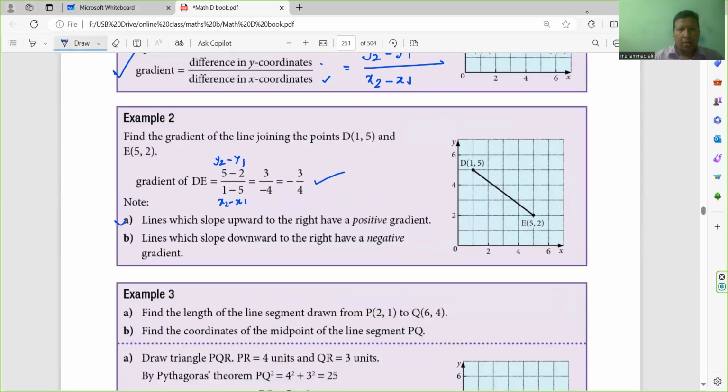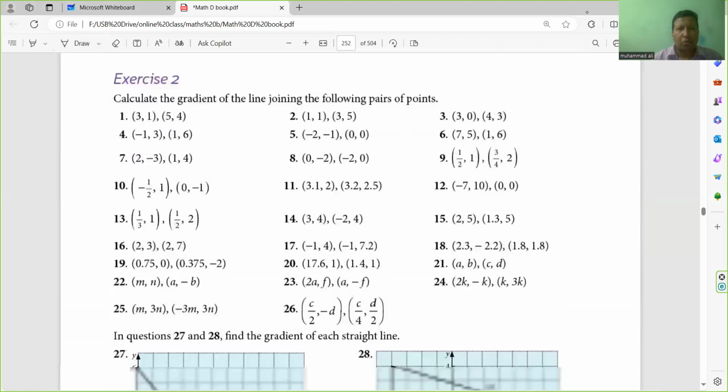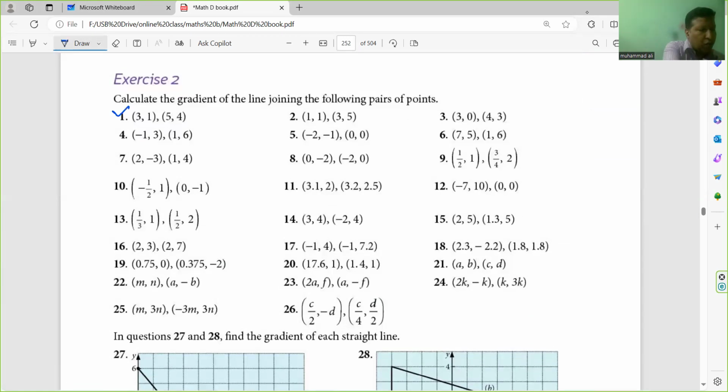If the line slopes upward to the right, like this, then that line has a positive gradient. If the line slopes downward, here the slope is downward, that means the gradient is negative. From left to right, if the slope is downward, its gradient is negative. We have to remember these things. So from here, we try to find the gradient of the points (3, 1) and (5, 4).